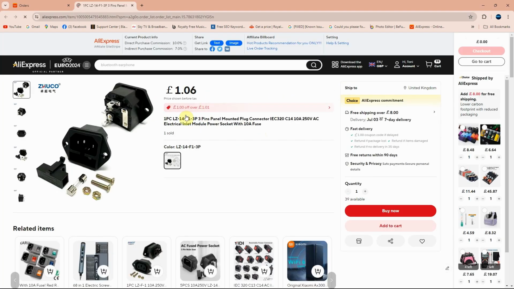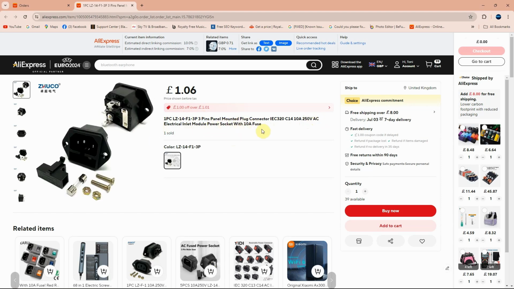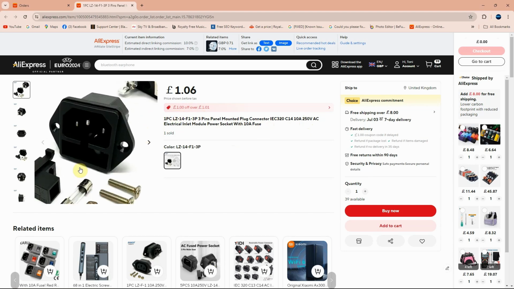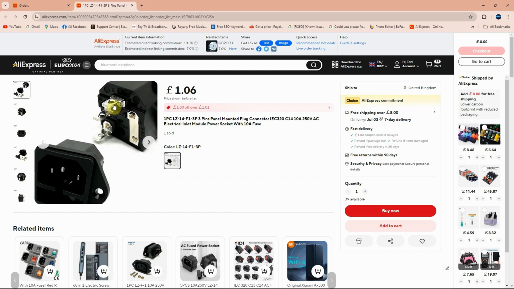So let's see the listing. You can see it says one piece LZ14F1, three pins, I believe. Yeah, three pins. Panel mounted plug connector IEC C320 C14, 10 amps 250 volts AC electrical inlet module power socket with 10 amp fuse. But the socket that I received is a 6.5, something like that. It's really strange. Anyway, for what I need for the soldering station, it's more than enough.